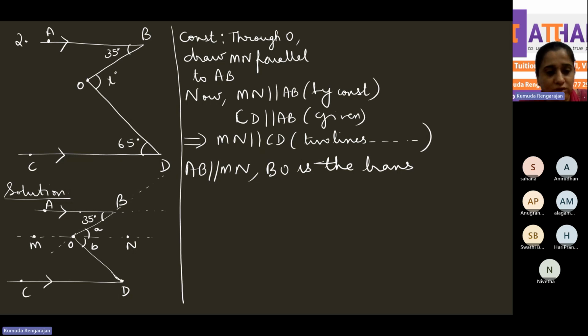Produce the lines and see. You can just produce them. See two lines. This is a transversal. 35 and A lie on either side of the transversal. So they're alternate angles and both of them are interior angles. So alternate interior angles. So AB is parallel to MN and BO is a transversal.